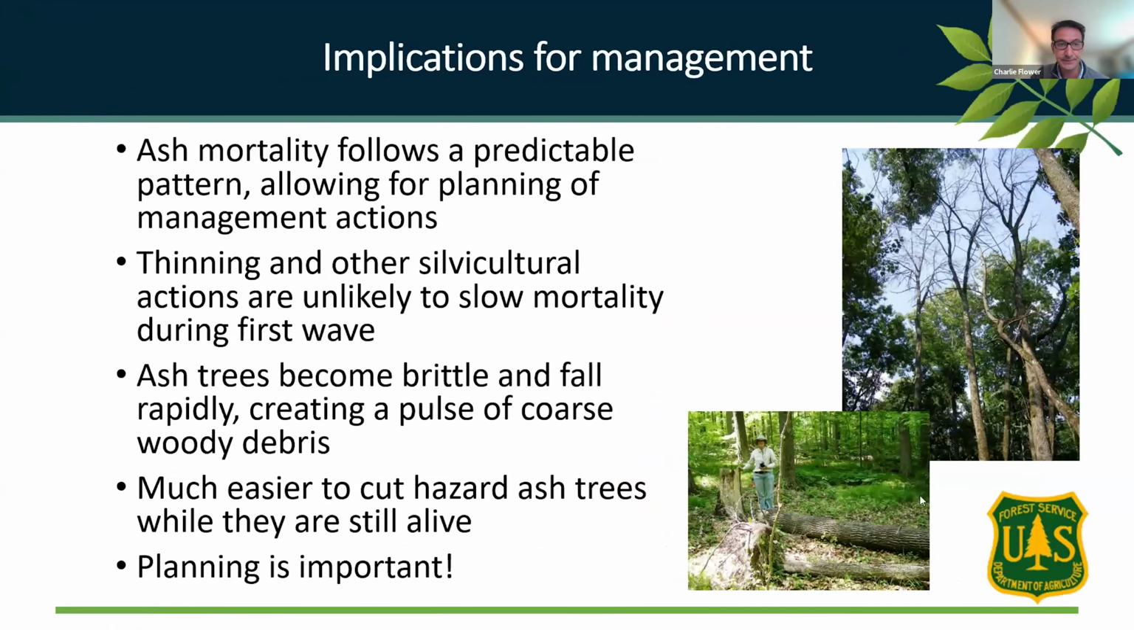So, what are the basic implications for management that we can kind of untangle from some of our observations of the EAB waves and mortality? Generally speaking, ash mortality follows a predictable pattern, allowing for planning and management actions. So you've got 2 to 5 years to consider health of a tree. You've got 4 to 7 years to consider health of a forest. Some of the early thinning and silvicultural actions were unlikely to slow mortality during the first wave. And these ash trees become really brittle and fall rapidly, causing a pulse of coarse woody debris. And so it's easier to cut them early, and planning is important.